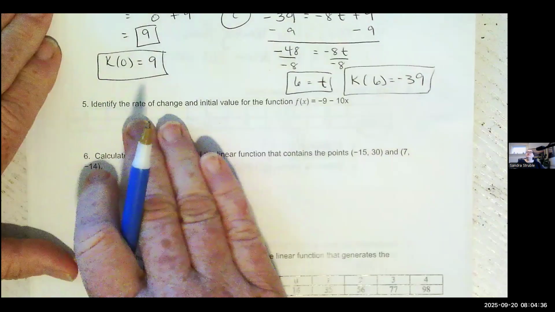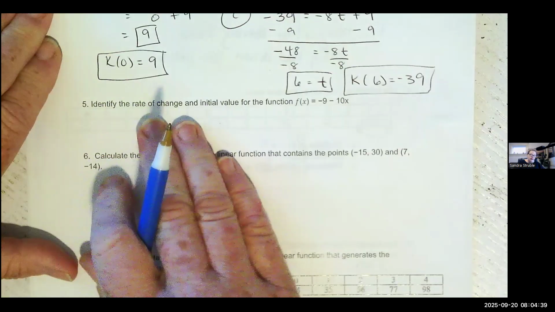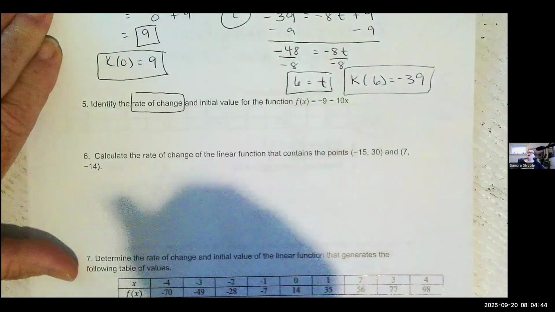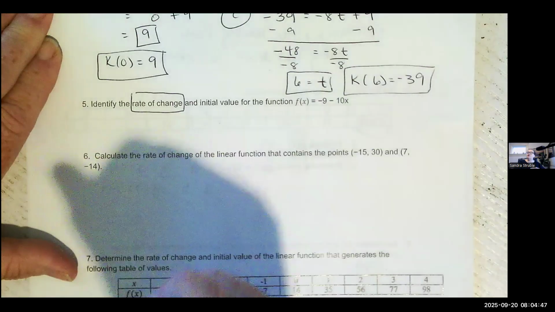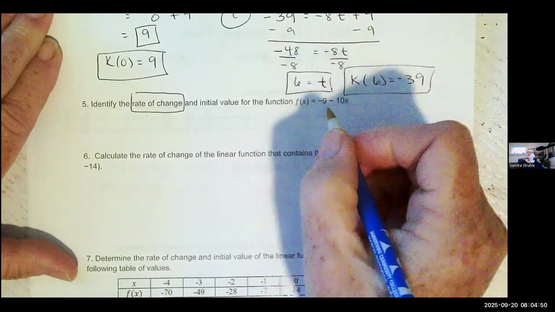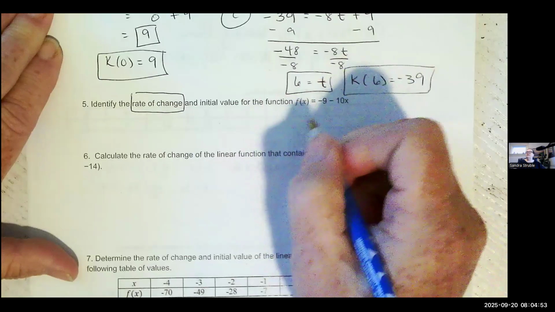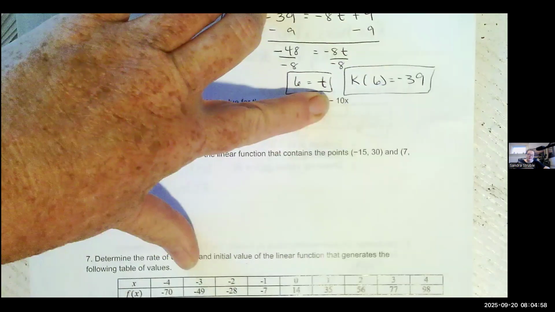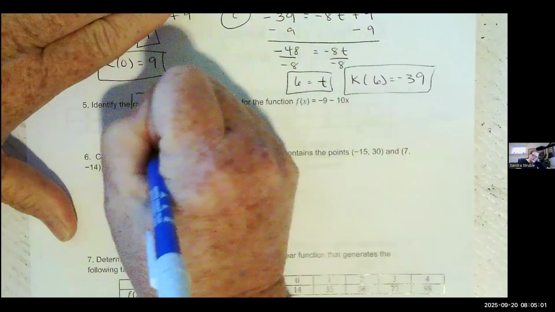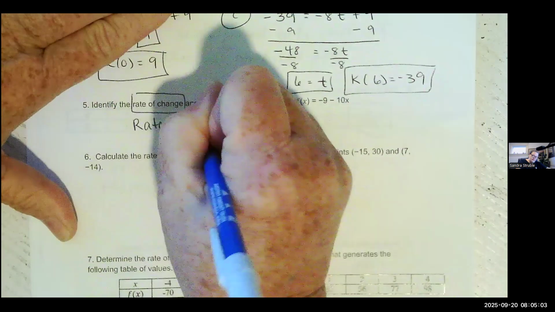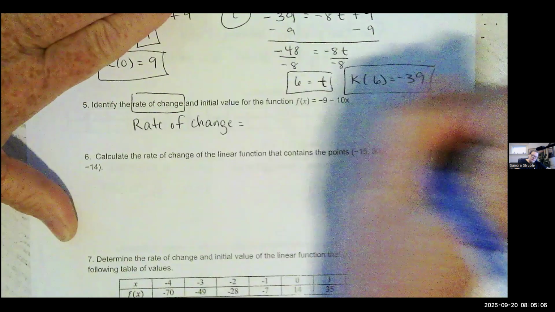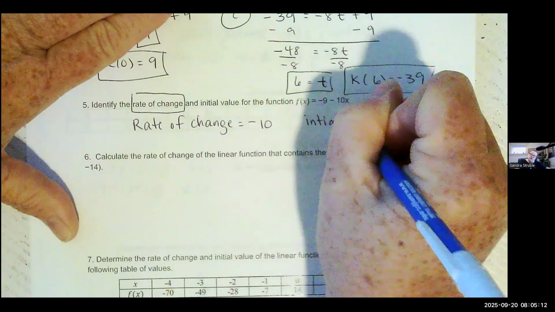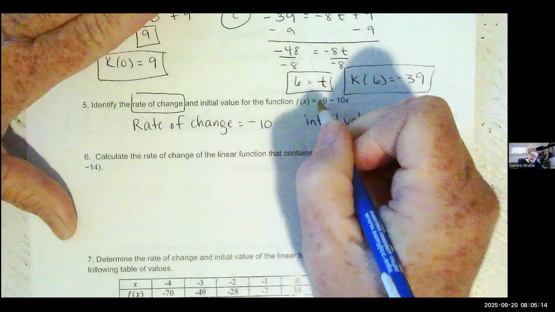All right. Identify the rate of change and the initial value. Remember, the rate of change is the coefficient of the variable, the coefficient of x in this case. Coefficient means it's the number in front of x. And it's not just 10. I have had students say that it's not, it's -10. So the rate of change is -10. And the initial value is your b, which is -9.